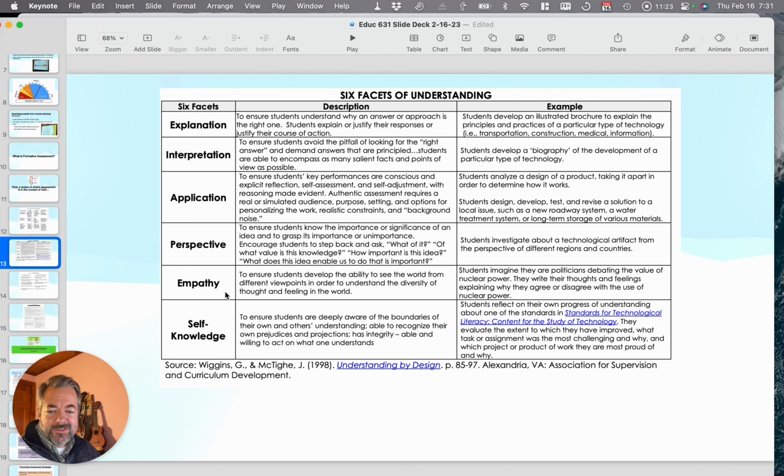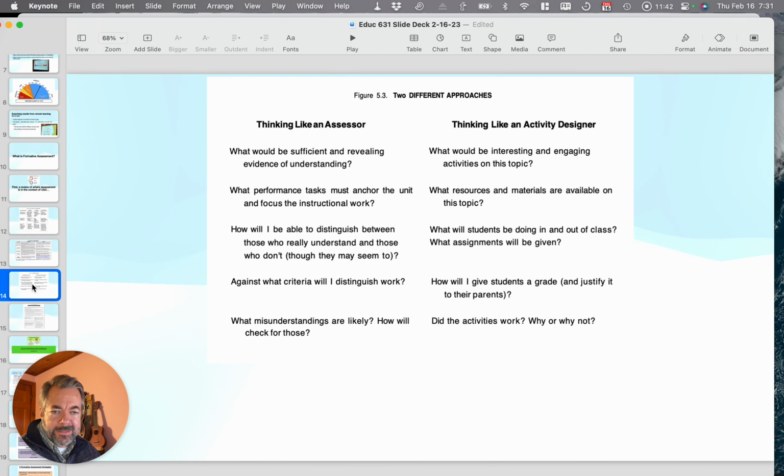And then self-knowledge is more, do I know my own skill set? Because we're not all perfect. We don't have equal skills and equal knowledge. But do I know myself as a learner, how I learn best, not just what I know, but how I learn? So those are the 6 facets, a big piece of assessment a la UBD.